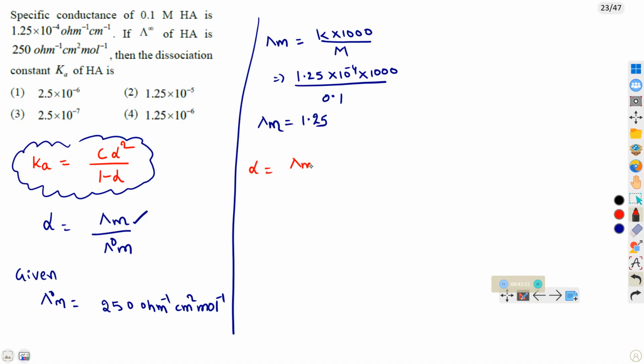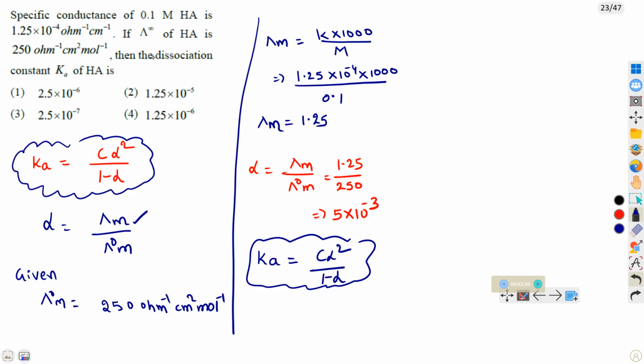Alpha is equal to cap m by cap naught m. That is equal to 1.25 by 250. Simplify, then you will get 5 into 10 power minus 3. So now you know the alpha value also. Calculate dissociation constant Ka. Ka is equal to C alpha square by 1 minus alpha.